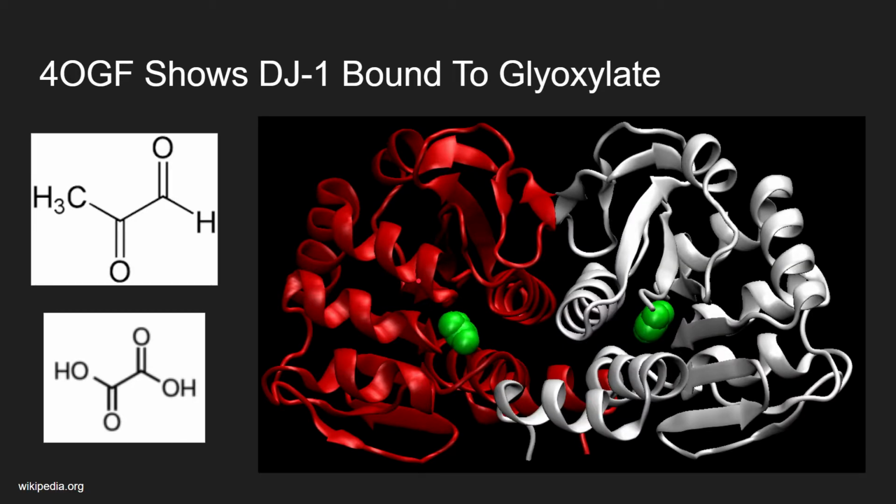This crystal structure actually shows DJ1 bound to a synthetic substrate called glyoxylate. So here's methylglyoxyl. So there's the methyl, and then this is called glyoxyl. This is the typical substrate of DJ1. But if you change this methyl into a hydroxy, and then you also make this into a carboxylic acid, you get glyoxylate, it will bind to the catalytic site in DJ1, but it will not be released. So this is a great synthetic substrate to use if you want to look at the structure of the protein bound to the substrate.